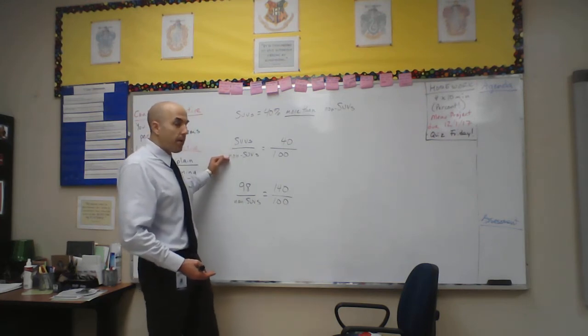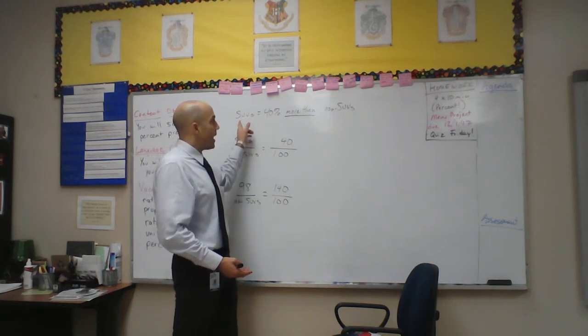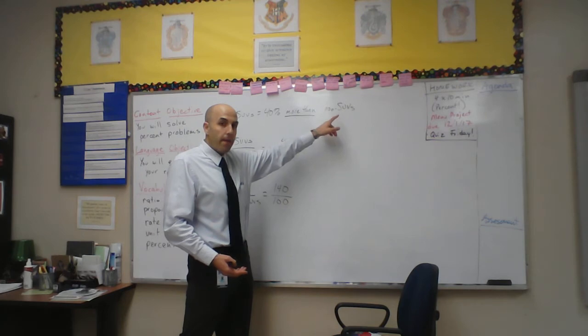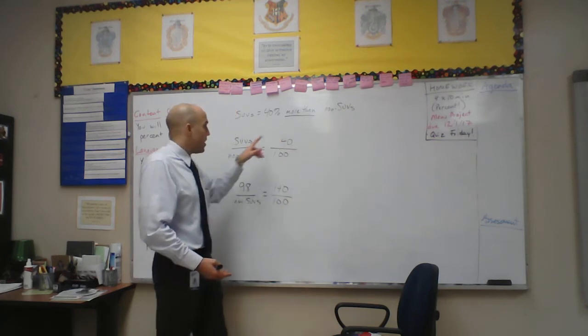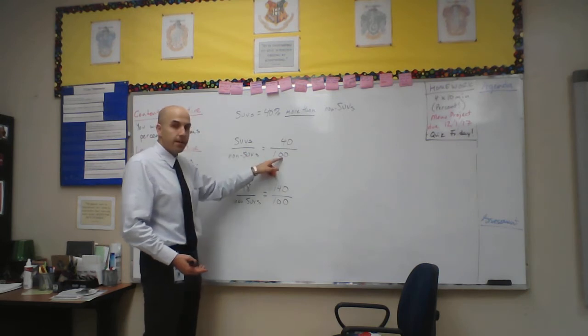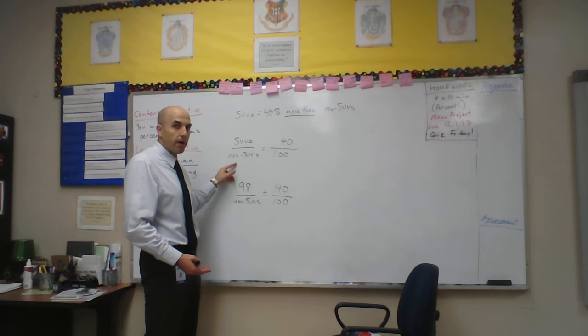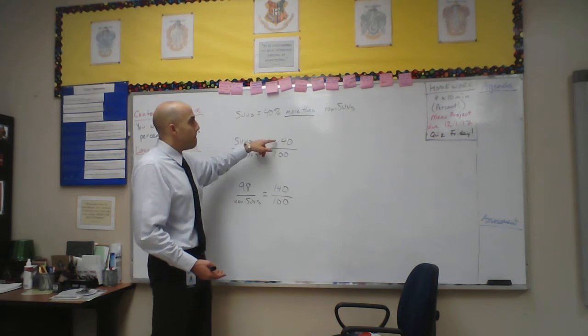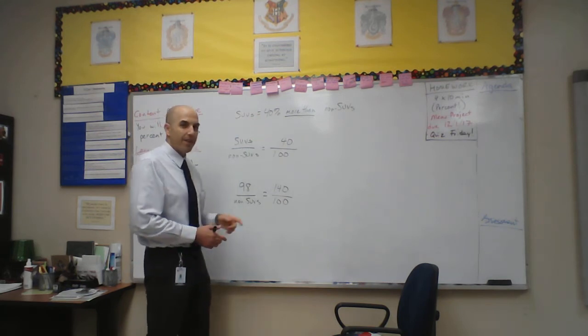But here's the tricky part. Because we're comparing SUVs to non-SUVs, what we're comparing to is the non-SUVs. So the non-SUVs end up being the total, or 100%, because that's what we're comparing it to. And then it says that the number of SUVs is 40% more than non-SUVs.